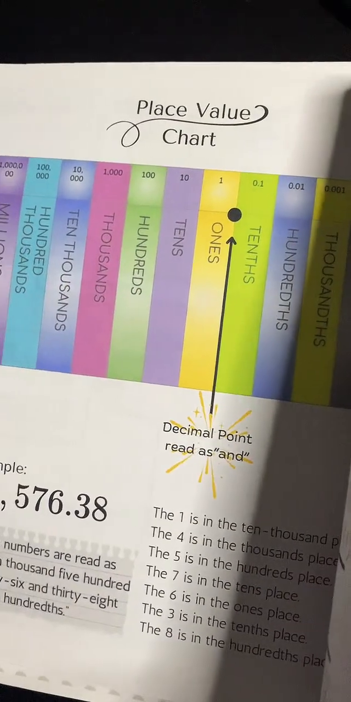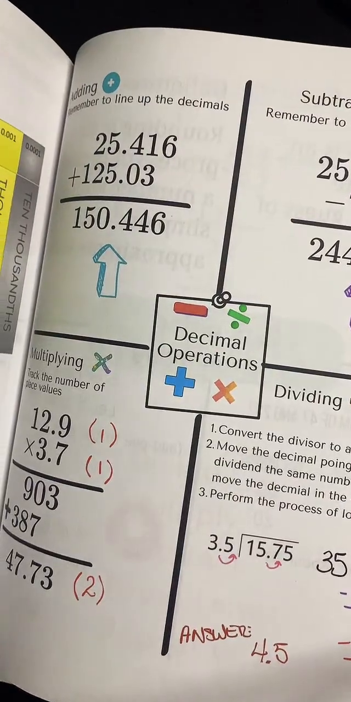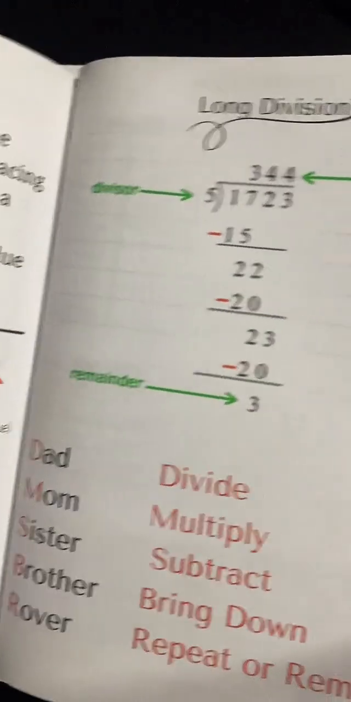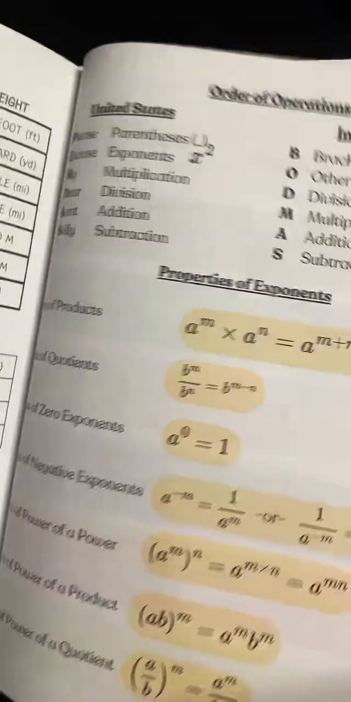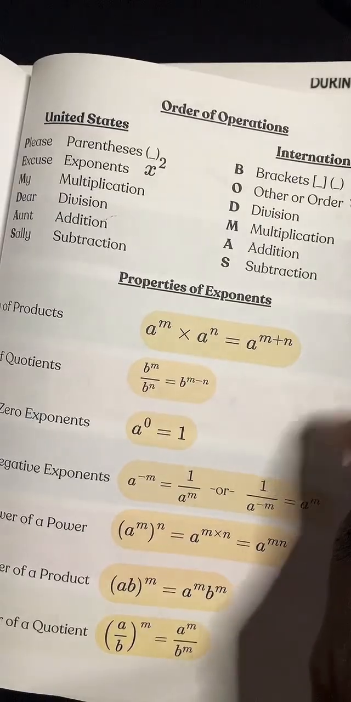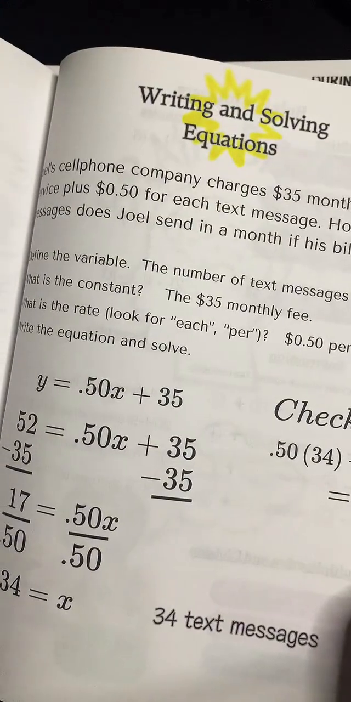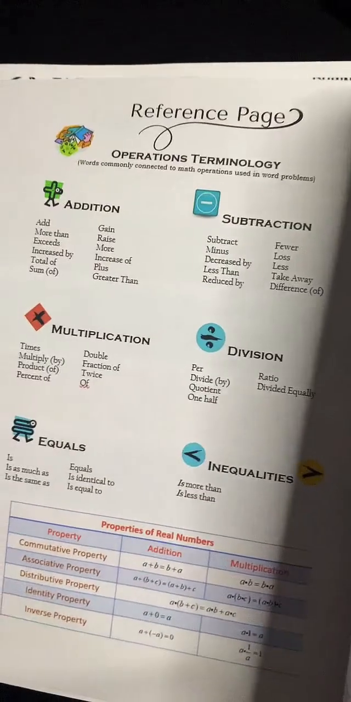Then we have fraction operations. Then we have place value, looking at decimal operations, as well as long division, so we can keep up with that. Same with the order of operations and the properties of exponents, looking at the conversion charts. Then we still have our volume and surface areas and writing and solving equations, as well as the words that are associated. So it's a little bit more.